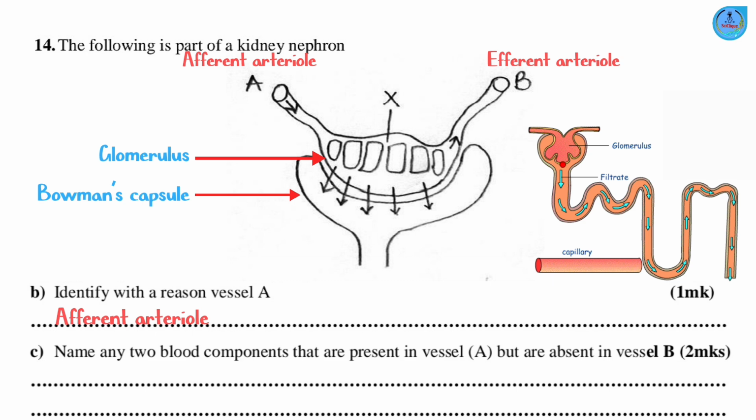Part C, name any 2 blood components that are present in vessel A but absent in vessel B. Okay, so we have urea, we have glucose, amino acids, salts. So urea is a waste product. It's going to pass through the nephron and finally be transported to the bladder for removal in urine. Glucose, amino acids, and salts are going to be reabsorbed. These are useful products that are needed by the body.